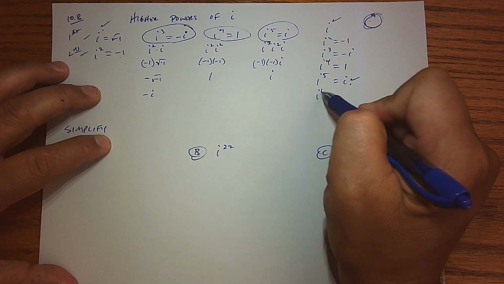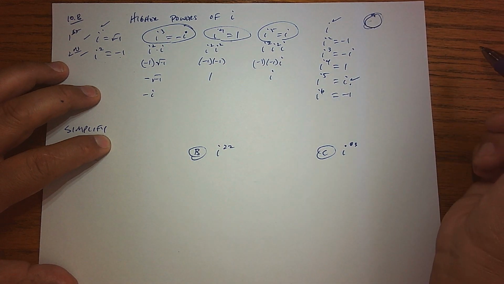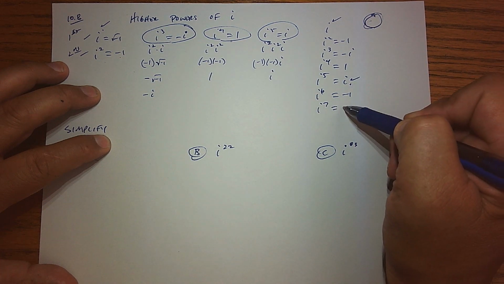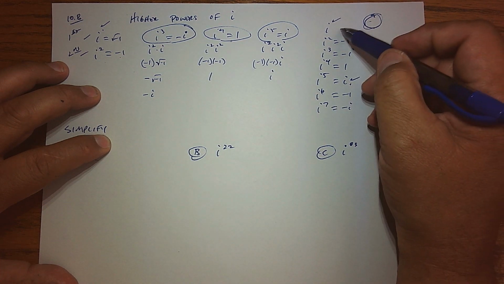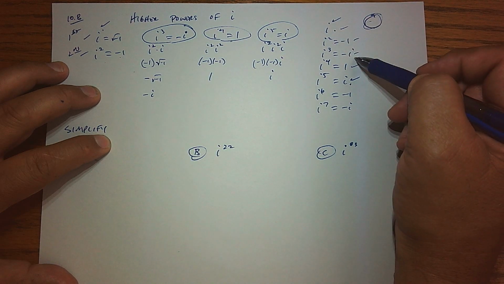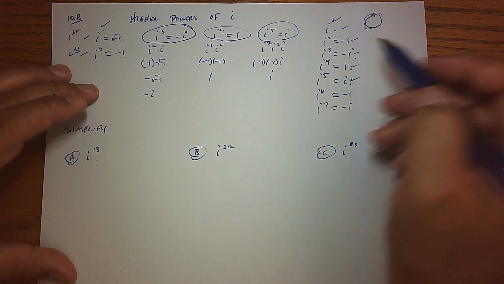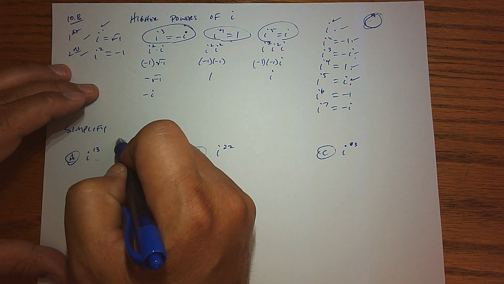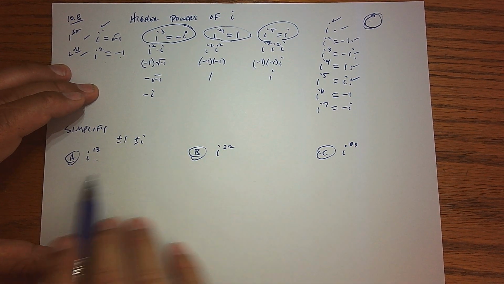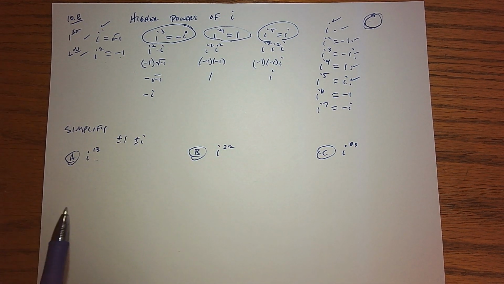Of course, what would you expect i to the sixth to be? If it keeps following this pattern, I expect it to be negative 1. i to the seventh, if it keeps following this pattern, I expect it to be negative i. So we're going to be bouncing back and forth between i, negative 1, and 1. So there are 4 potential answers here: either plus or minus 1 or plus or minus i. That's what all of these are equal to. We just have to figure out which one of these 4 it is.